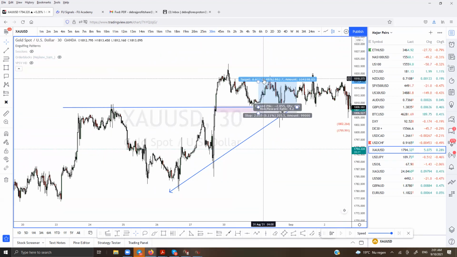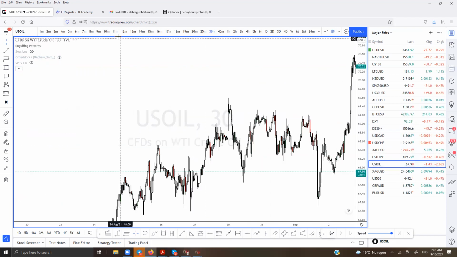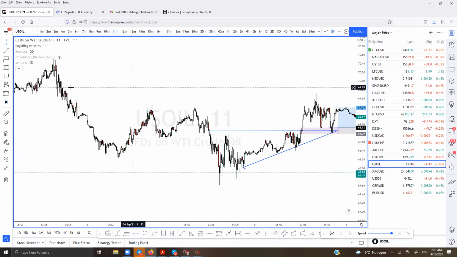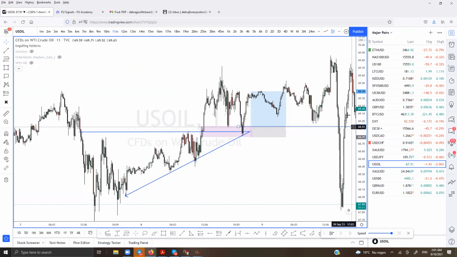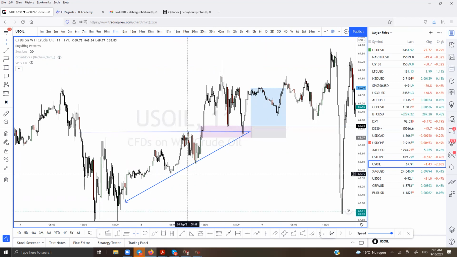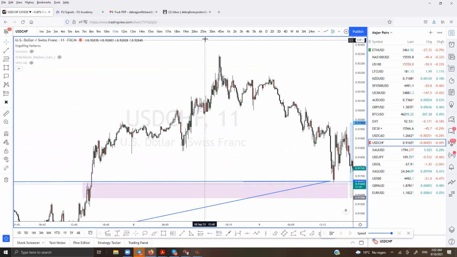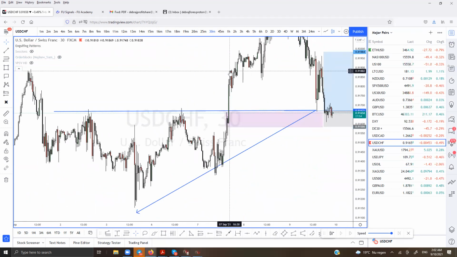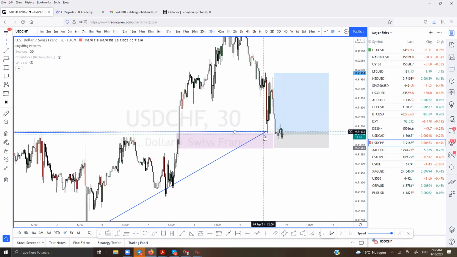Same thing happened on gold, US oil last night. If you see, I gave this one also. See, same thing. Ascending triangle, rally, base rally, ascending triangle. It came here, boom. USD CHF, 30 minutes. Rally, base rally, ascending triangle. First touch came here, boom. At least 1:3. Definitely you got this zone touch.